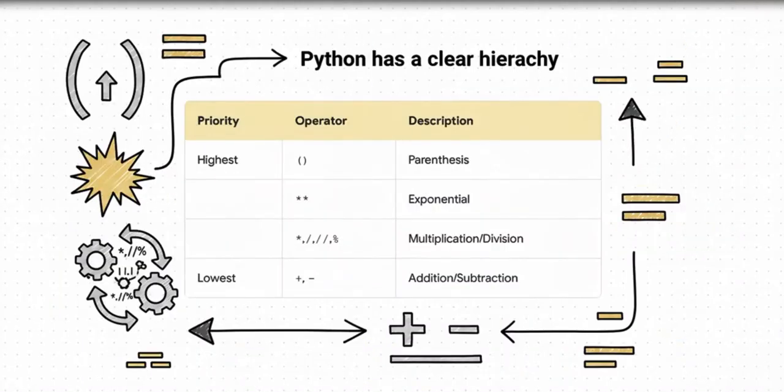You might remember something like this from math class, right? Python has a very clear hierarchy. Parentheses always win, they go first no matter what. After that, exponents get top priority, then multiplication and division, and at the very bottom of the list are addition and subtraction. This makes sure your code is predictable and always works the way you think it should.